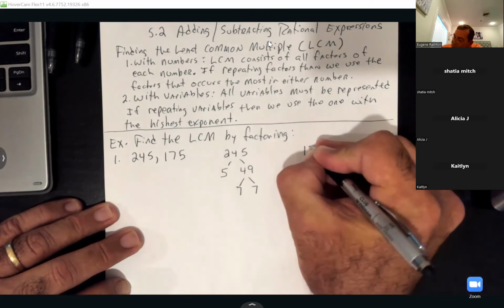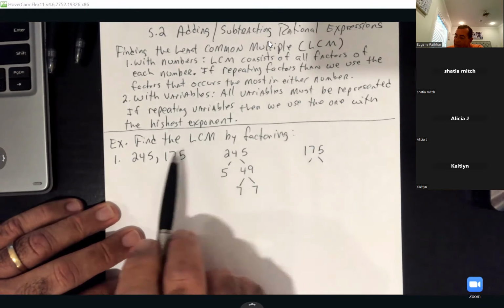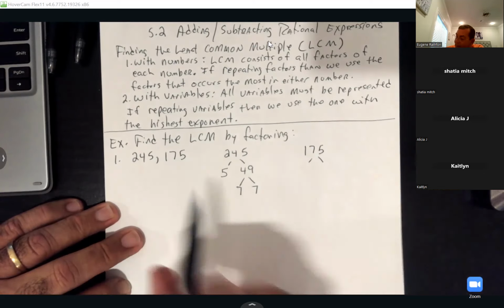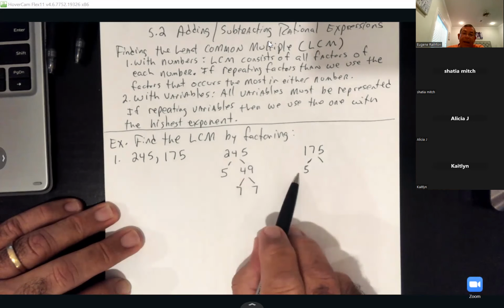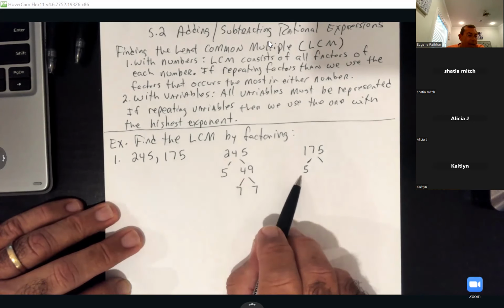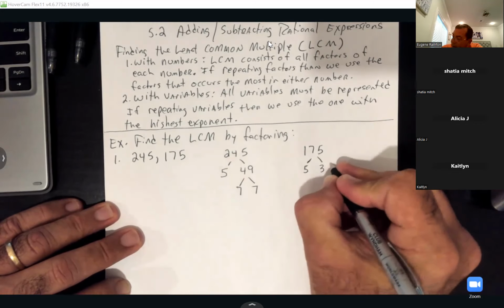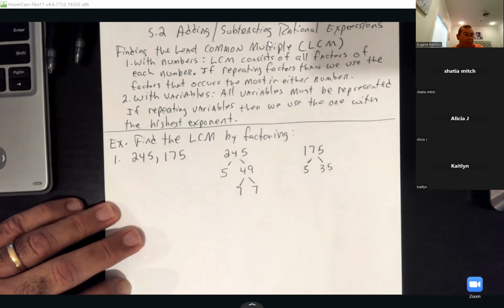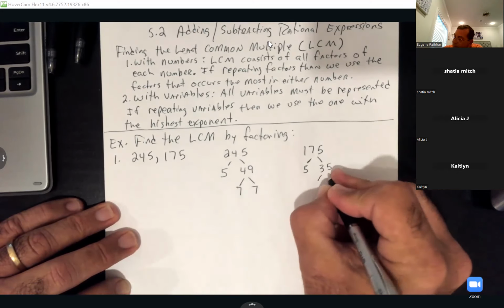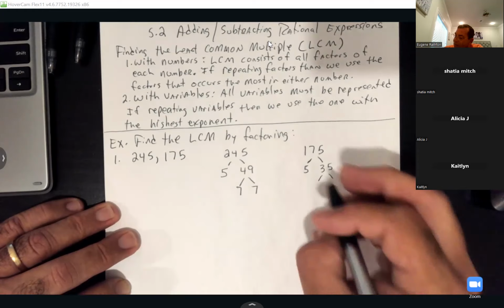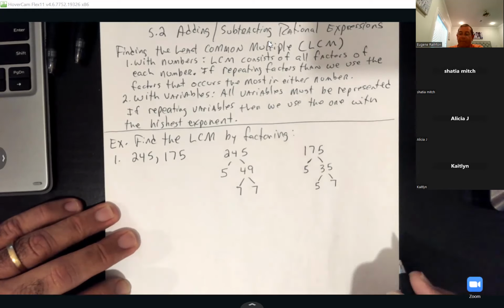So then I do my 175. Well, I know 175 will divide by 5. Anything that ends in a 5 will divide by that 5, okay? Now, if you divide 175 by 5, you're going to get a 35. But y'all, 35 will break down further. So 35 will break into a 5 and then a 7.